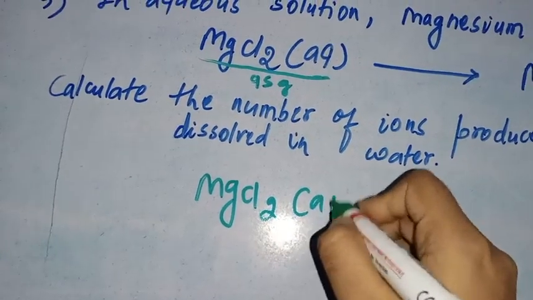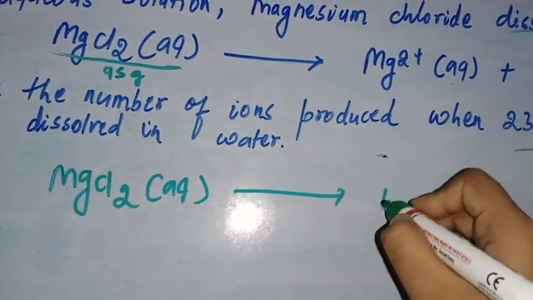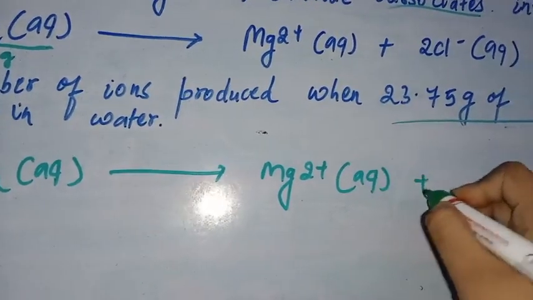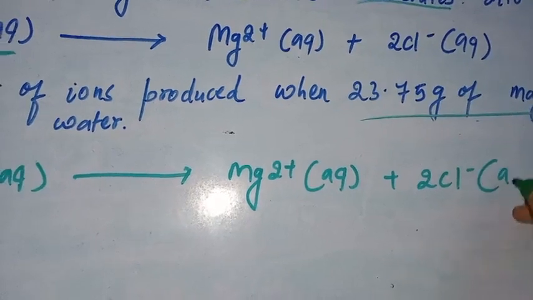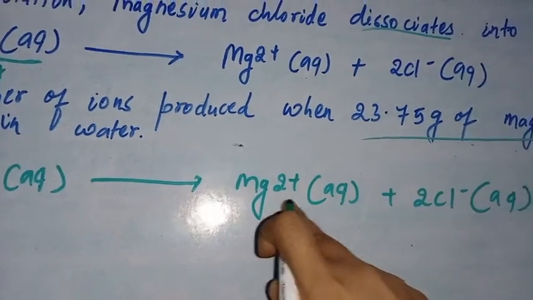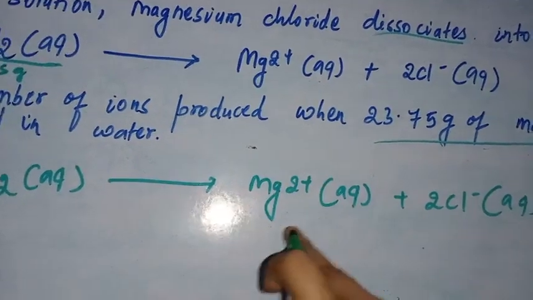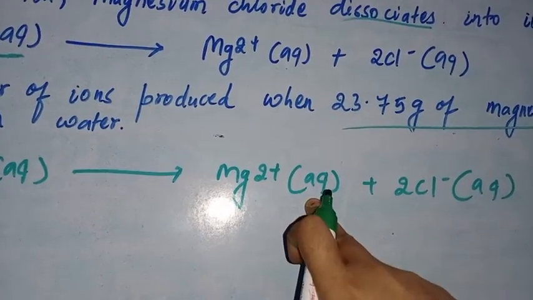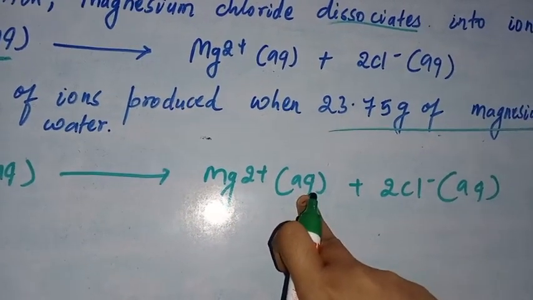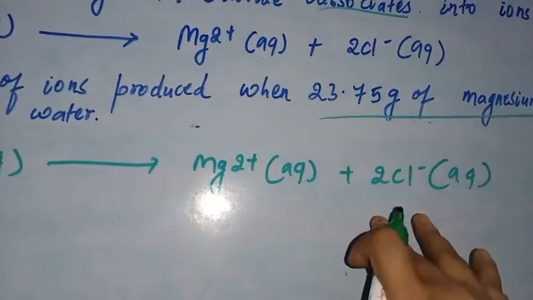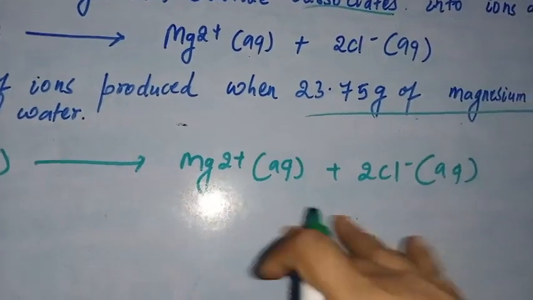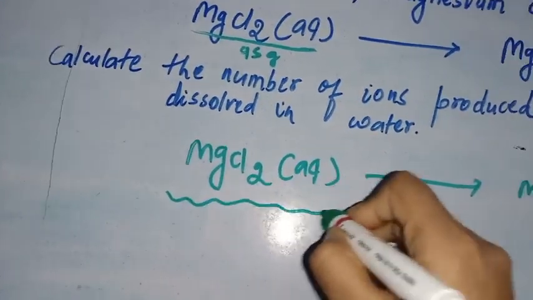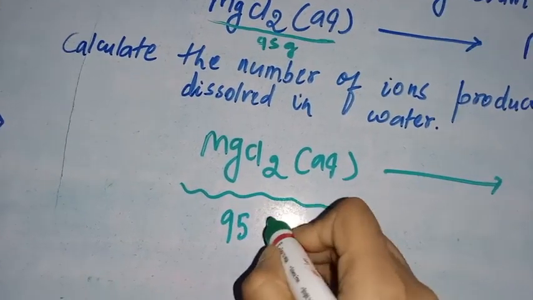MgCl2 aqueous, on dissociation, gives Mg2+ aqueous and 2Cl- aqueous. Mg2+ aqueous shows that the ions which are produced are still in solution, in aqueous. That is why it is written aqueous. The ions which are produced are not separated but are in the solution itself. Okay, so if you see the molar mass, it is 95 gram.